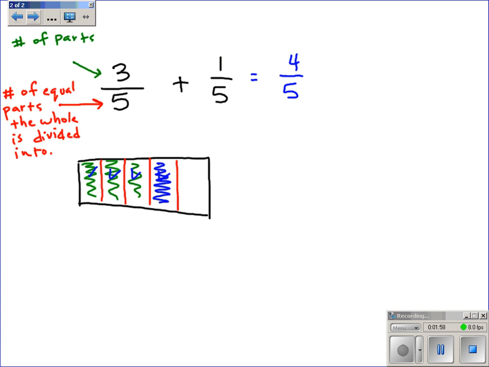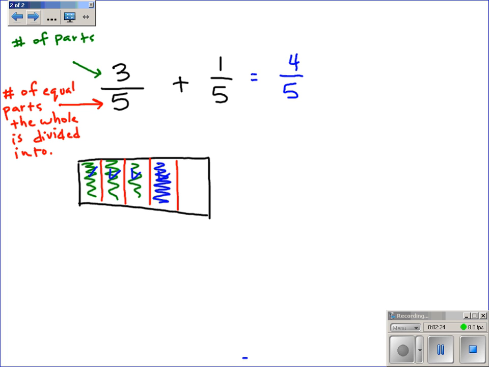Okay, now the typical rule or algorithm, as it's called, that we use is where you add the numerators together, the top numbers, and you leave the denominator the same. And the reason is because the numerator tells you how many parts you have. And so it makes sense for us to add those together. Now the denominator tells us how big that piece is. And so it doesn't make sense for us to add the denominator because it tells us how big the piece is. So you add the numerators and leave the denominator the same.